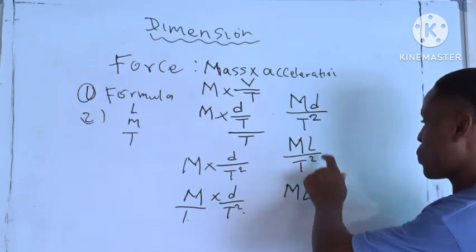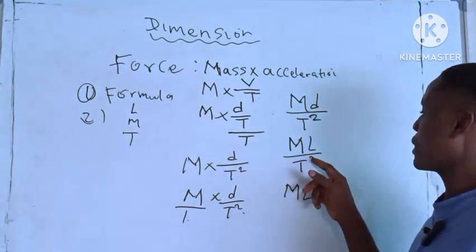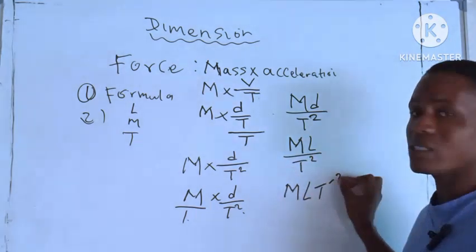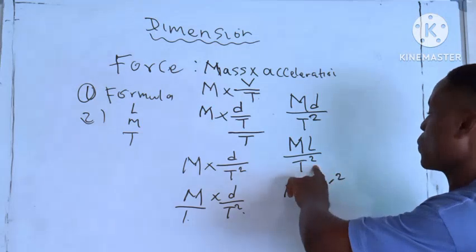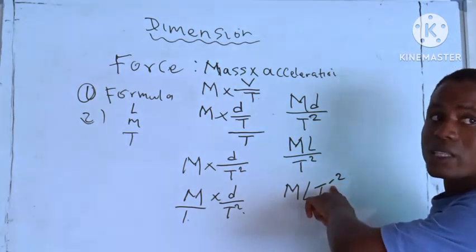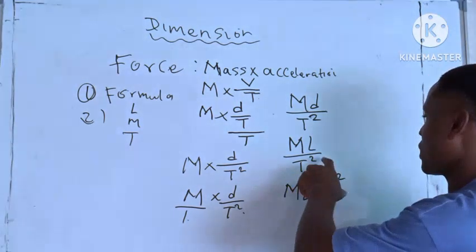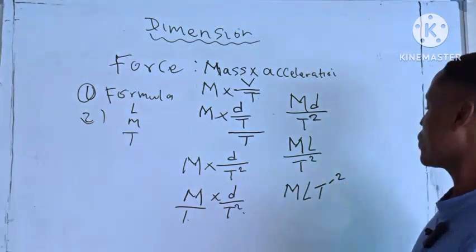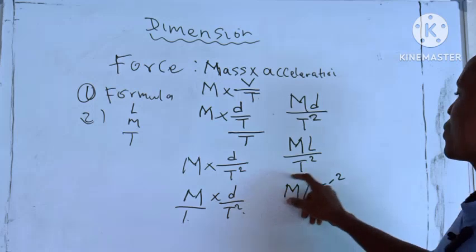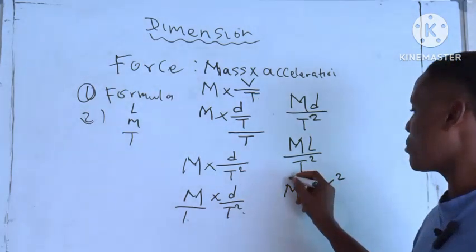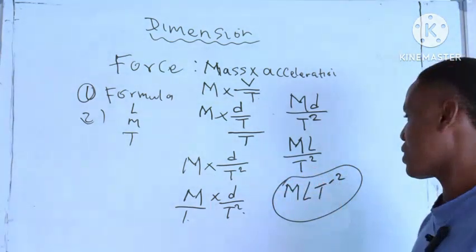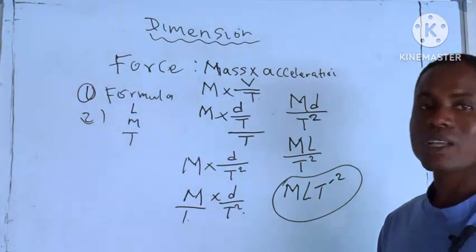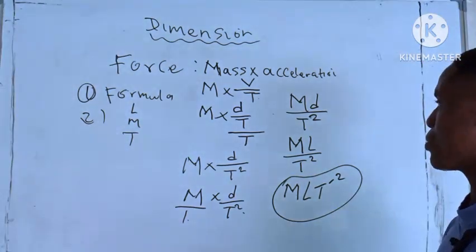When bringing it upward, supposing there is no number here, we'll just write raised to what? Minus 1. But this one we have square here, so we indicate it with a negative sign, then put this 2. So this is the dimension. This is the dimension of what? Force, m l t raised to minus 2. Are you getting it? This is the dimension of force.